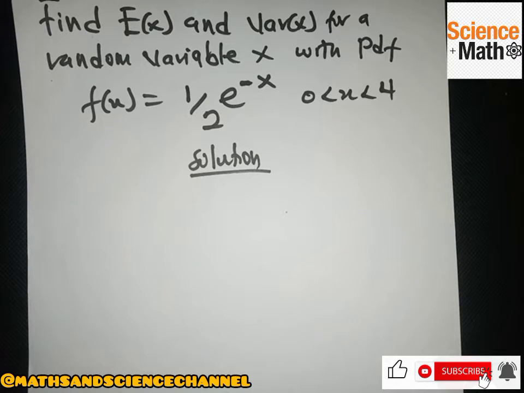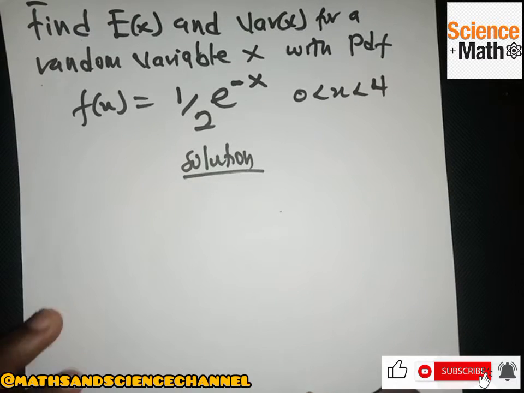Now in this section we have a question still on random variables. The question is asking us to find the expectancy and also the variance for the random variable X, where it is a PDF. We are given a function f of x equal to 1 over 2 e to the power minus x, with the condition 0 less than x less than 4. So now let's look at how to solve this question.